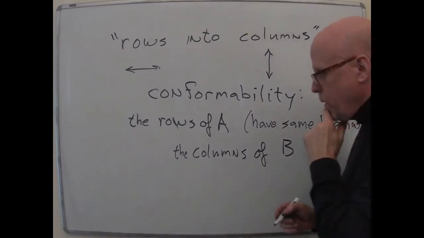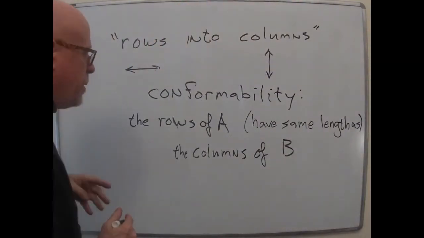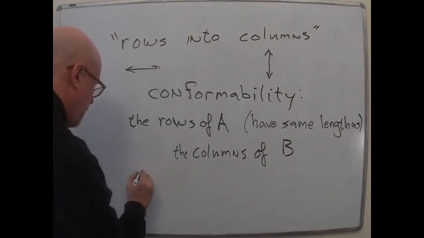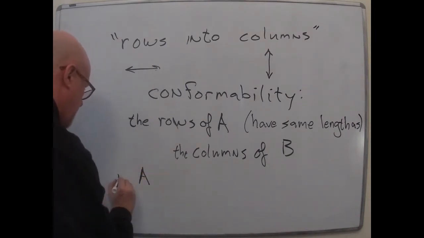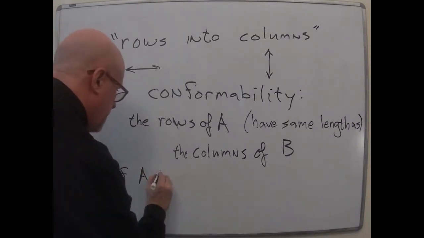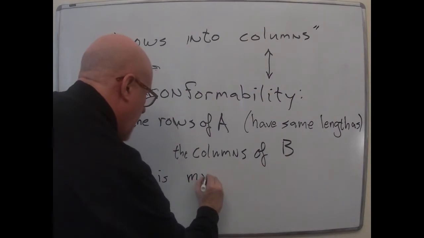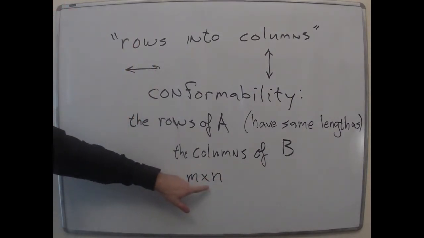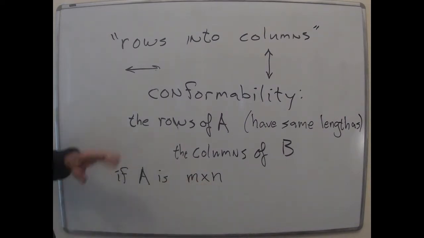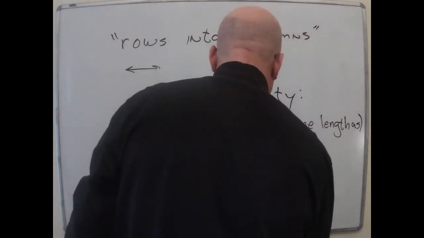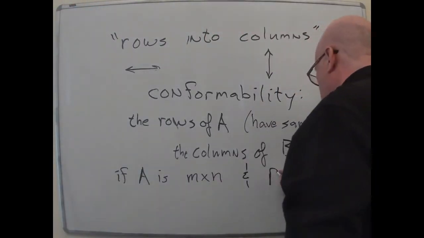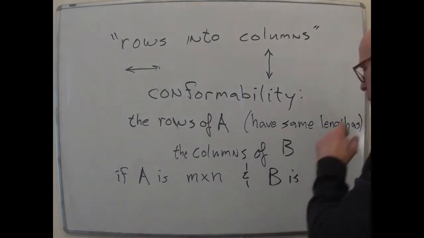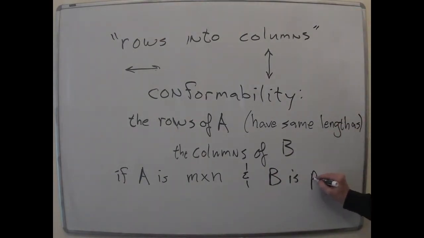So it's probably worth doing this in a pictorial way. If A is m by n, and when I say that the matrix is m by n, I'm talking about how many rows it has and how many columns it has. It's always rows first, then columns second. And suppose B is, with two new letters, p by q.